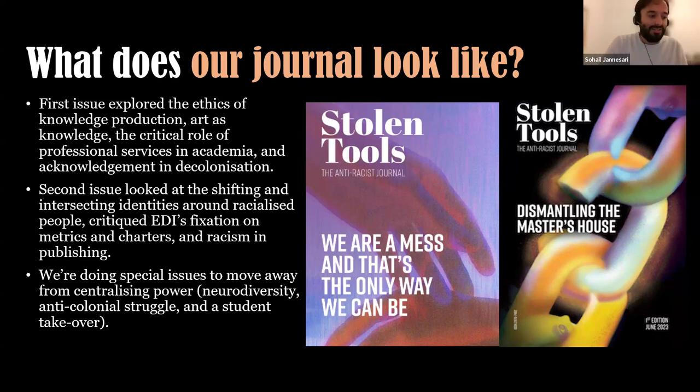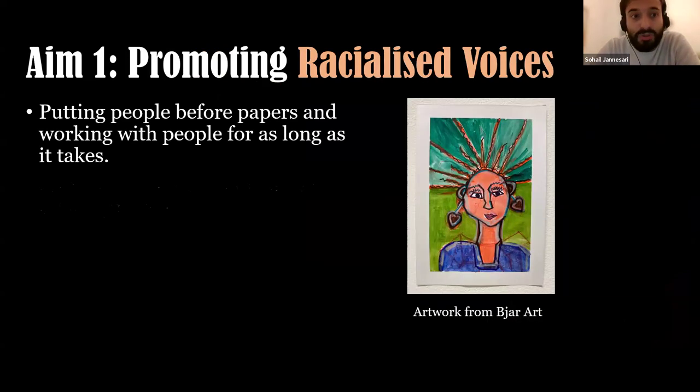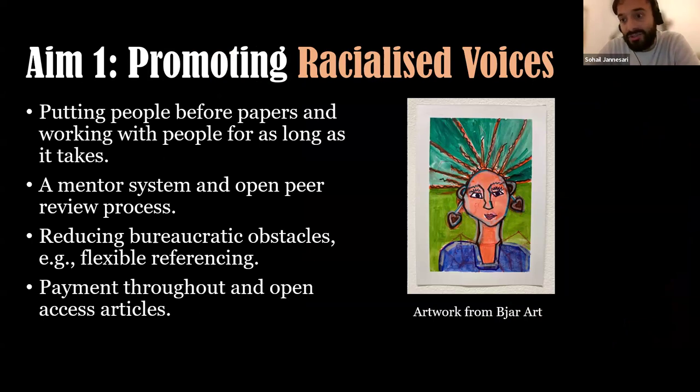So why care? Why is it relevant to the open research agenda? We've got two key aims, and firstly that is to promote the voices of racialized minorities. This involves a lot of different things. Firstly, we put people before papers, and what we mean by that is we don't ask for a full manuscript to begin with. We ask, tell us who you are, what you want to write about, and why you're the person to write about it. Then we pair people with mentors to develop their ideas. Some people are ready after 3 months, some people are ready after a year.